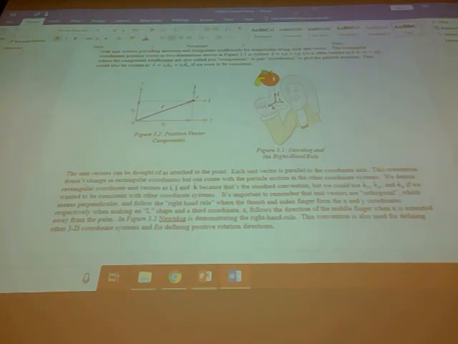So there's my dude. There's Newt Dog right there. He's doing the right hand rule. There you go.